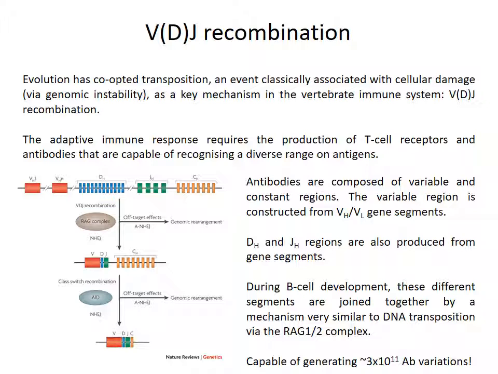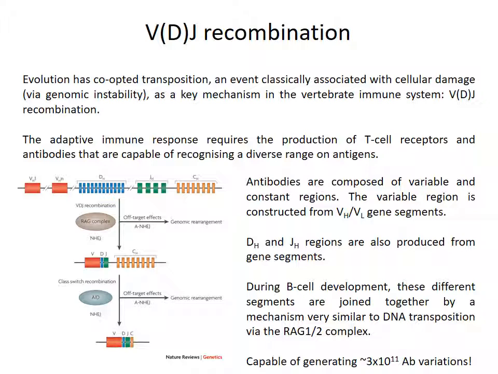So the VDJ system, which I'm sure you may have encountered already in other modules, is a mechanism for generating the adaptive immune response in vertebrates. So in vertebrates, the immune response requires production of T cell receptor antibodies that are capable of recognizing diverse arrays of antigens. These antibodies are generated in B cells, and they're generated via recombination events effectively between different regions of this VDJ system.